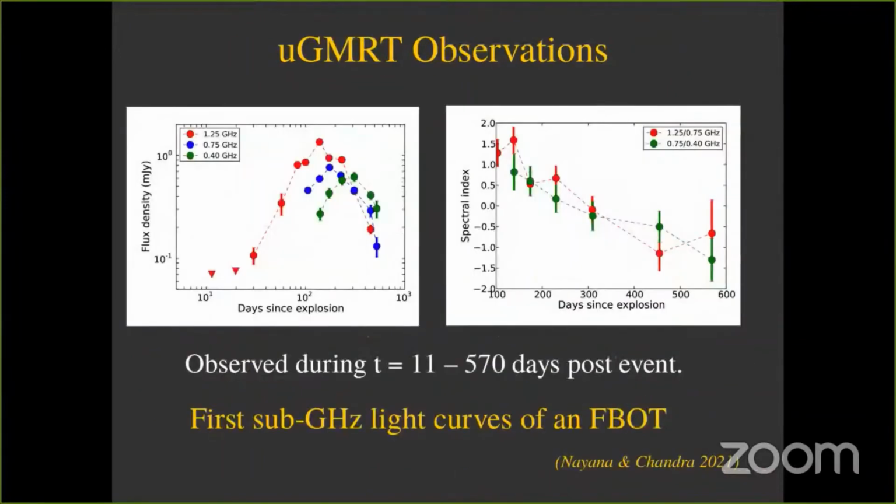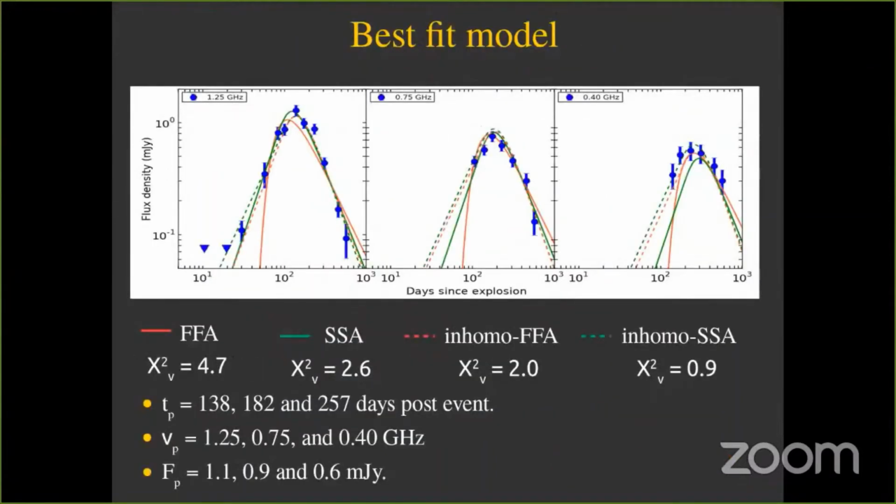So we followed this event with the UGMRT during 11 to 570 days post-event. The left panel shows the UGMRT light curves at 3 different frequencies, and the right panel shows the spectral evolution. These are the first sub-gigahertz light curves of an F-bot, and probably the only well-sampled sub-gigahertz light curve of any F-bot. So we went ahead and modeled these observations.